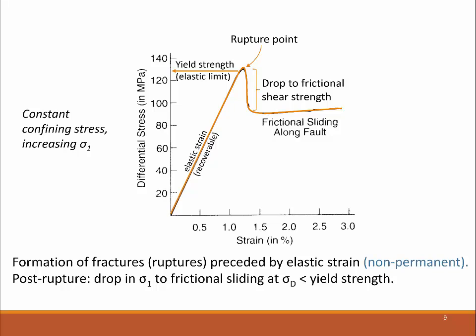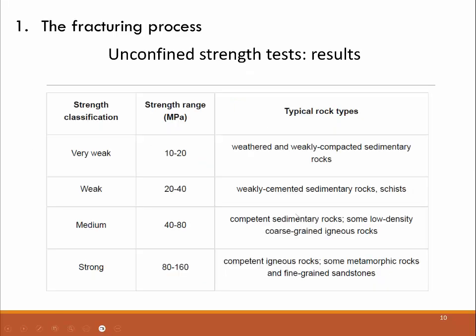That is in principle how rocks respond to increasing load. We find an elastic limit at a certain strength that can vary from rock type to rock type. We find a rupture and a sudden drop to the level of sliding friction, much lower differential stress compared to the differential stress that is required to form the fracture in the first place.